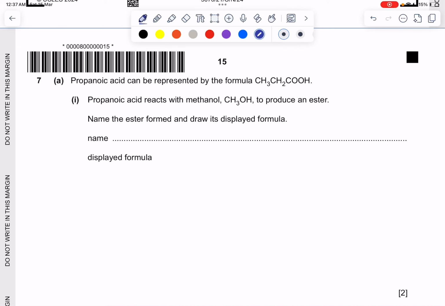Okay, the last question of this paper is question number 7, A part. Propanoic acid can be represented by the formula CH3CH2COOH. Part 1. Propanoic acid reacts with methanol to produce an ester. Name the ester formed and draw its displayed formula.